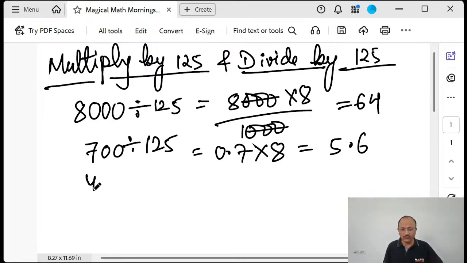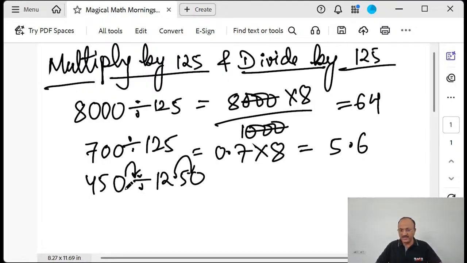Let's take one more. Suppose you want to divide 450 divided by 12.50. So what do we do? We convert this into 125. That means if you shift the decimal point of the denominator by one place, the numerator also we should shift by one place, because there are no decimals. We'll add a zero: 4500 by 125.